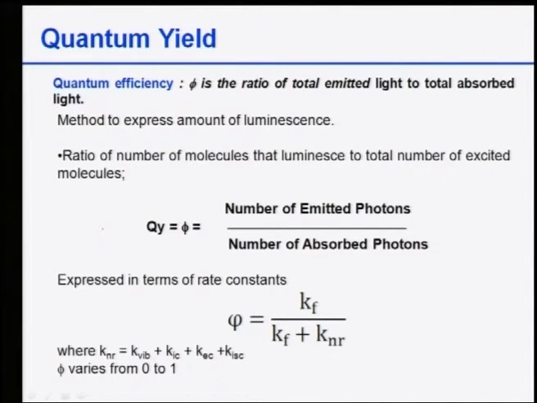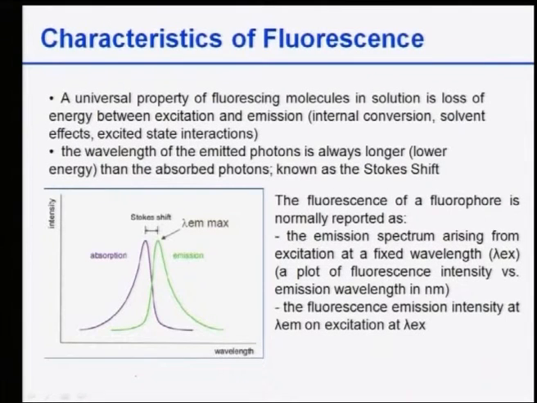It can be expressed in terms of rate constants, like this: k divided by k plus k_nr. k_nr is basically the sum of the rates for vibration, interchange, escape and interstate processes, and phi normally varies from 0 to 1, because an efficiency has to be between 0 and 1.